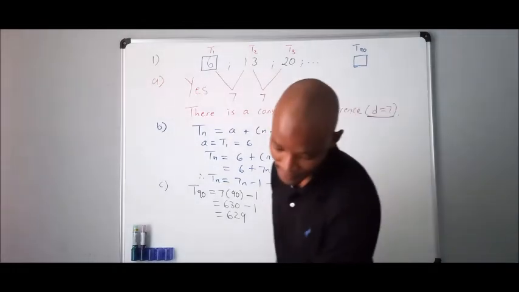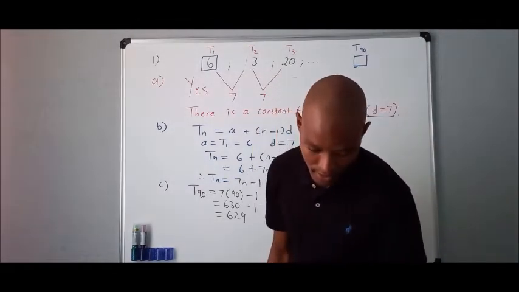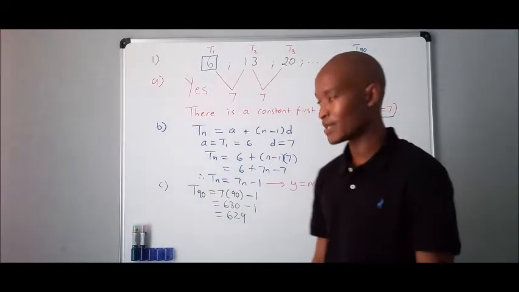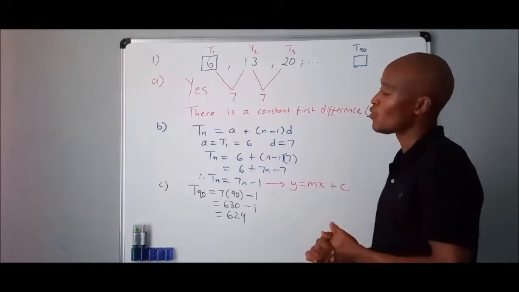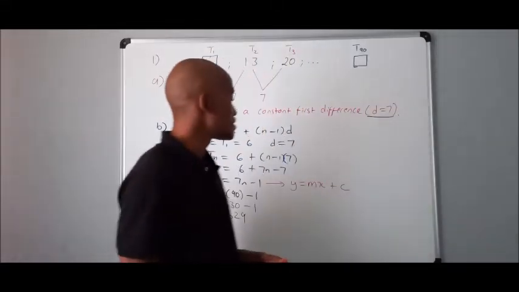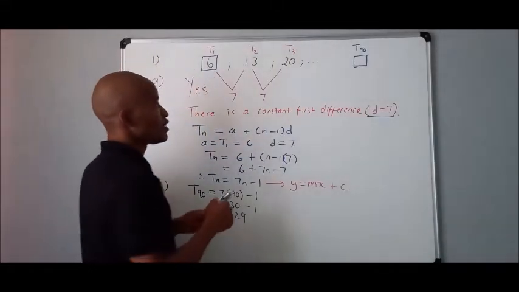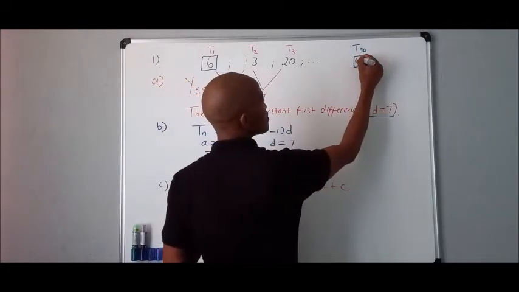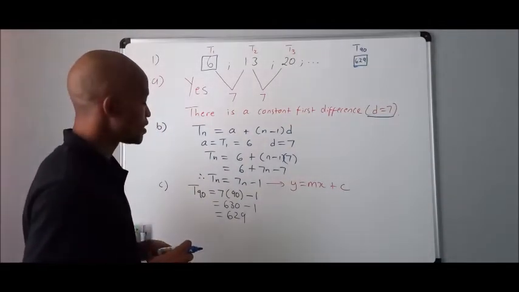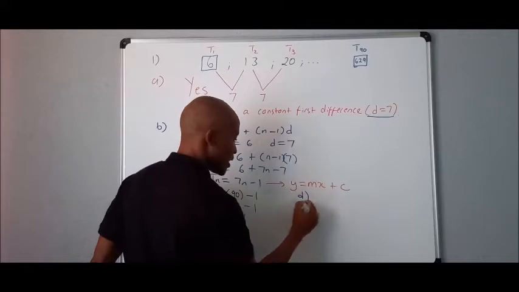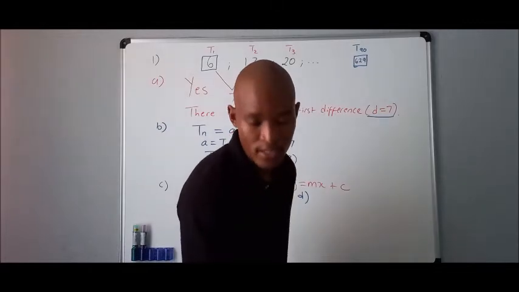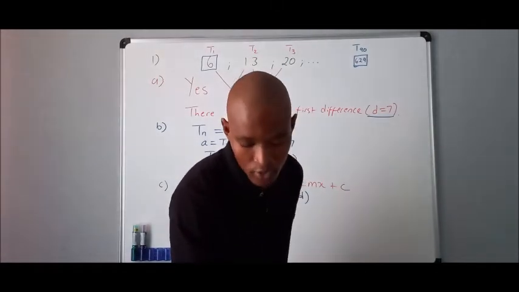Okay, the last question. Determine which term of the sequence is equal to 97. Okay, so here we want to know which term of the sequence is equal to 97. Now, reasoning from what we have just found here, we know that this value here is 629. Okay, and we want the following. We are at D now. Okay, D says determine which term of the sequence is equal to 97.